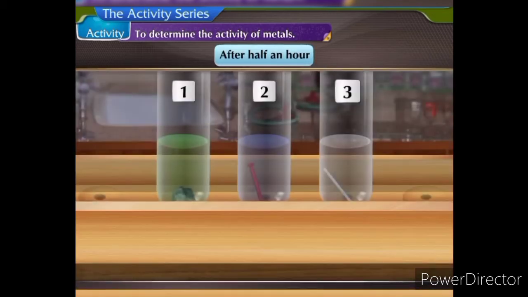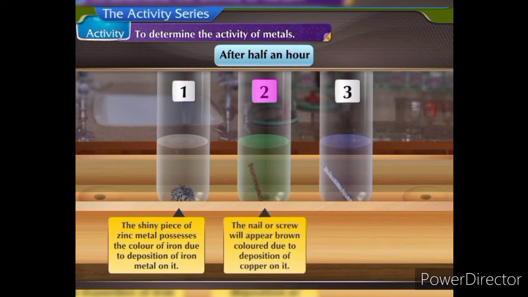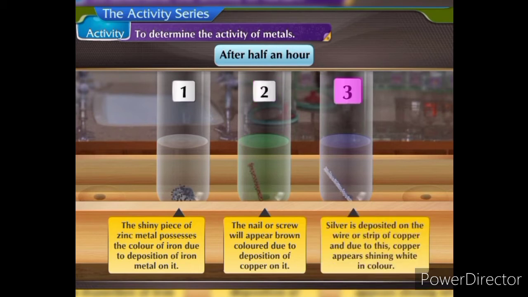After half an hour, we will observe that in test tube 1, the shiny piece of zinc metal possesses the color of iron due to deposition of iron metal on it. In test tube 2, the nail or screw will appear brown colored due to deposition of copper on it. In test tube 3, silver is deposited on the wire of copper, and due to this, copper appears shining white in color.